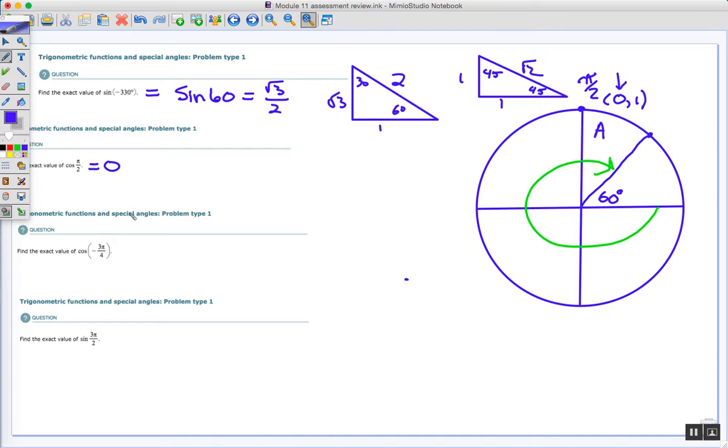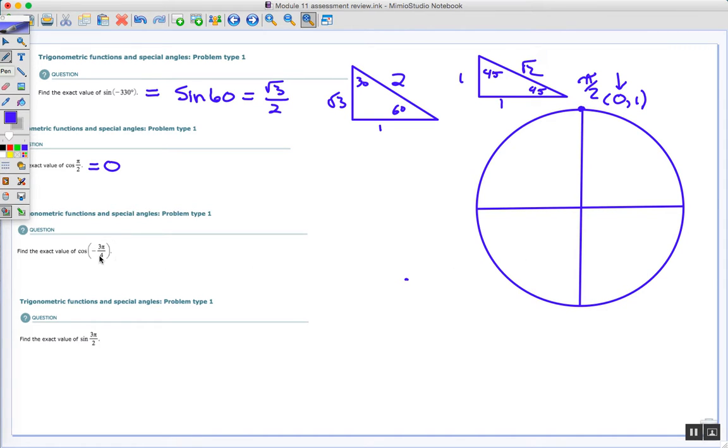Okay, let's look at another example. Aren't these fun? I think these are kind of fun. Okay, so here we have cosine of negative 3 pi over 4. So negative 3 pi over 4 means I'm going this direction.